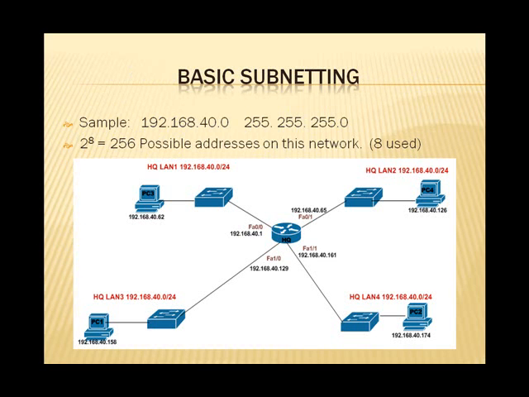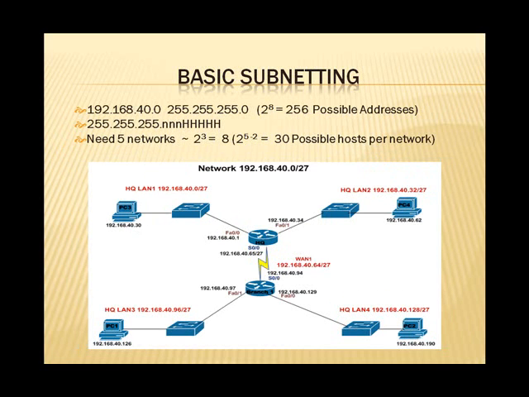In this example, 192.168.40.0 with a subnet mask of /24, 255.255.255.0, has a possibility of 256 addresses. We have a headquarters, which is designated by a router, with several extensions, and each extension is using only one address out of 256 for a total usage of only 8 addresses. This creates a lot of waste.